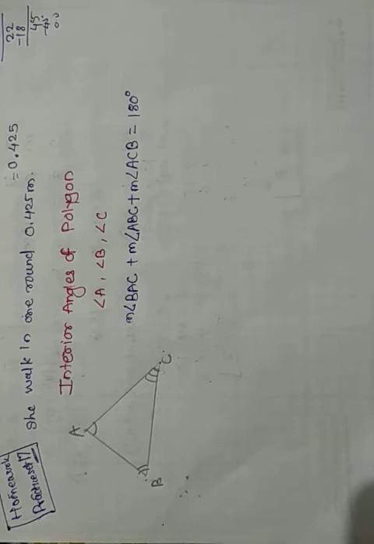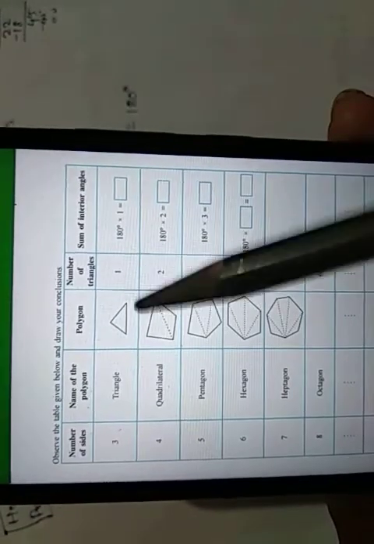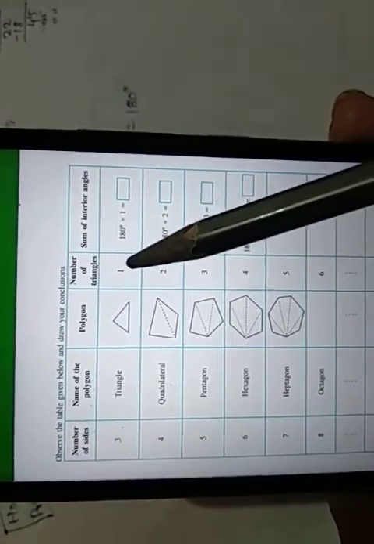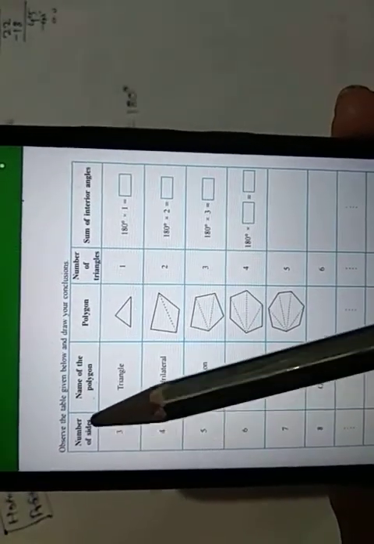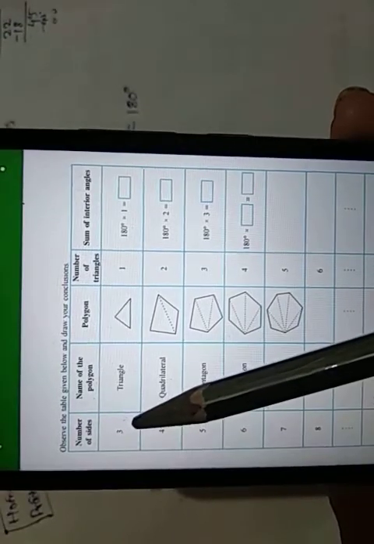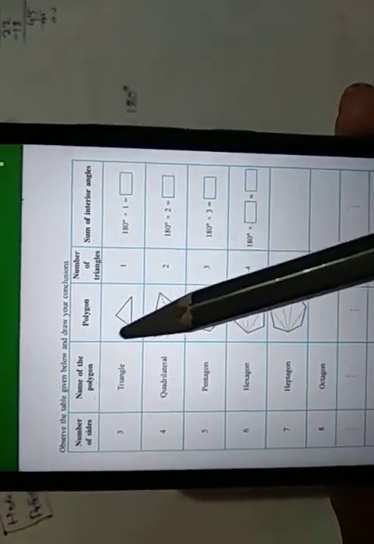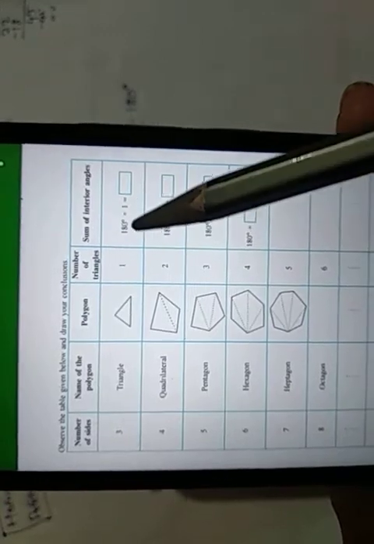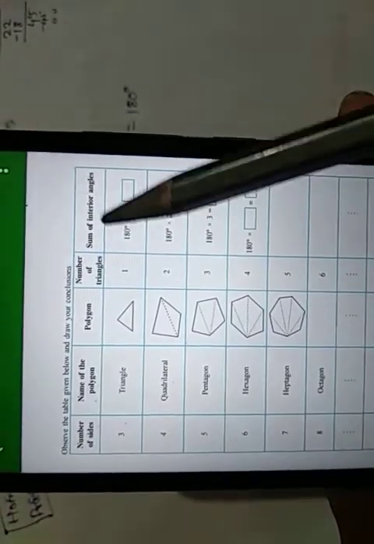See here, I will show you one screen. In this first figure, the first column is the number of sides, then the name of the polygon, the figure, the number of triangles formed, and the sum of interior angles. In the triangle there are three sides, and how many triangles are there? Only one. So 180 multiplied by 1, the total sum of interior angles of a triangle is 180 degrees.